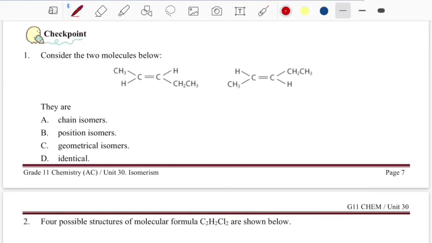you can find out that if you flip this molecule, then it would actually turn into the molecule on the left hand side. If you just flip this upside down, then you will find that it's identical to the one we have on the left hand side. So they are identical molecules. So the correct answer should be D.